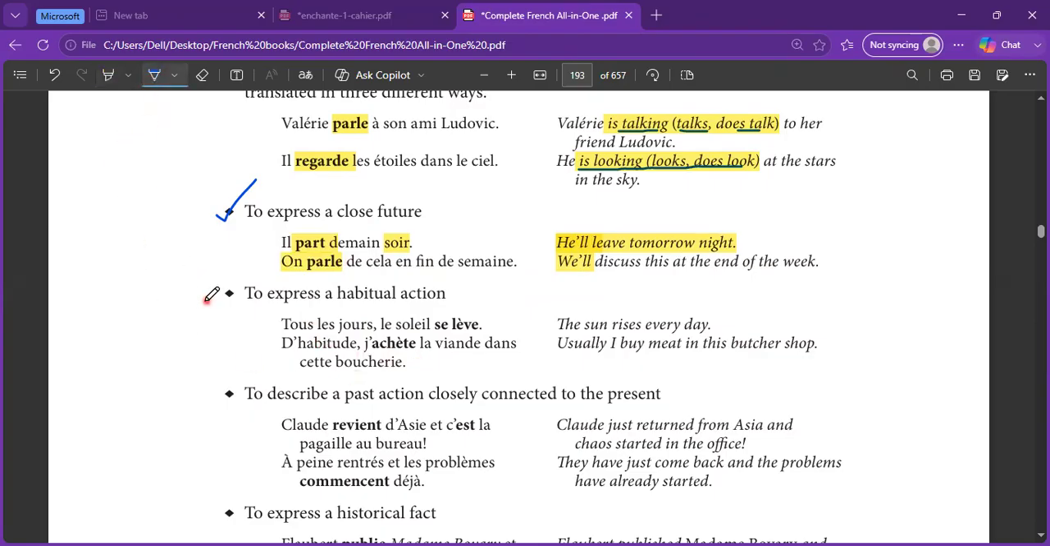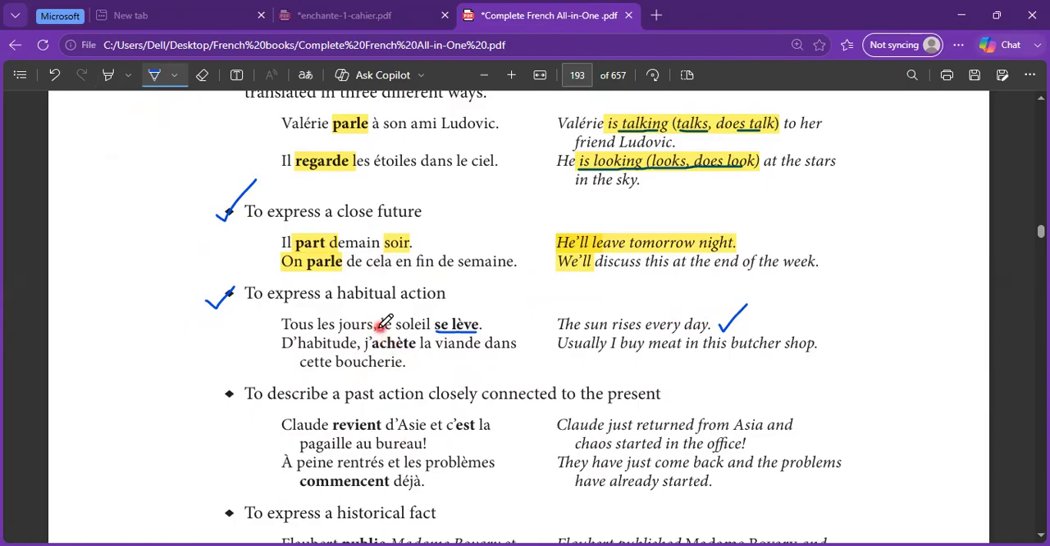Then you have the same usage as that of English to express a habitual action. What is becoming a habit is represented, and a universal truth too is represented by the présent de l'indicatif. You can see here, the sun rises every day. It's a universal truth. Nobody can stop it. So even in that case, we are going to use the présent de l'indicatif.